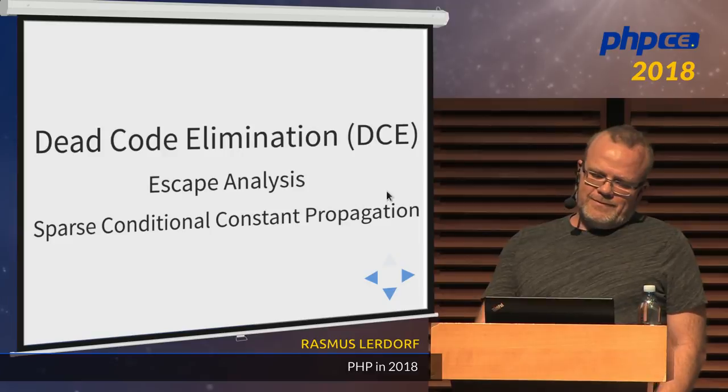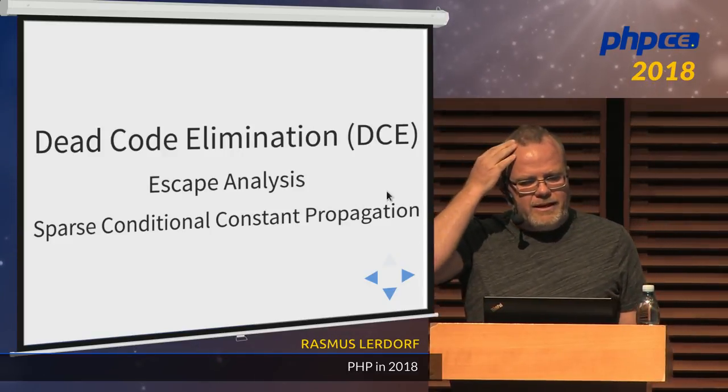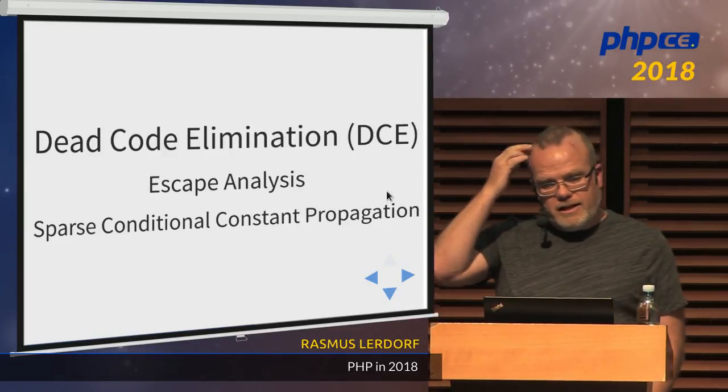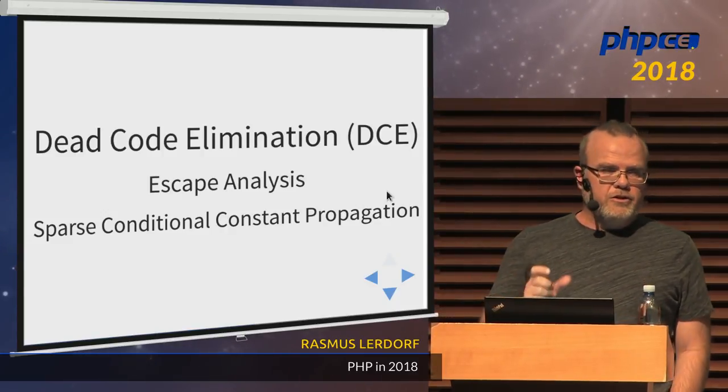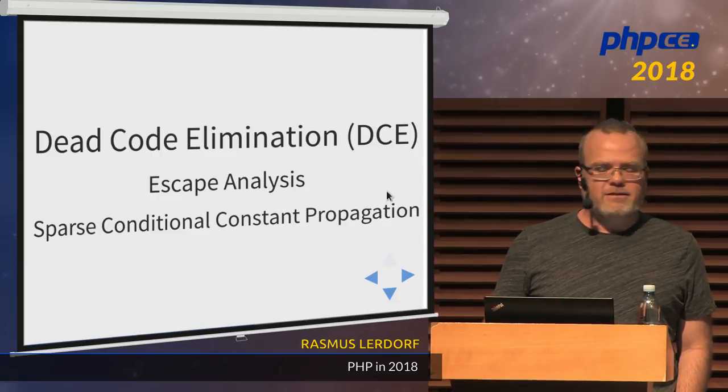All right. I promised you I would talk a little bit about DCE. So dead code elimination is DCE. SCCP is sparse conditional constant propagation. And there's another term in there we use called escape analysis.